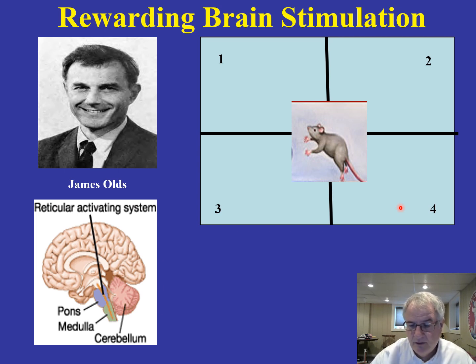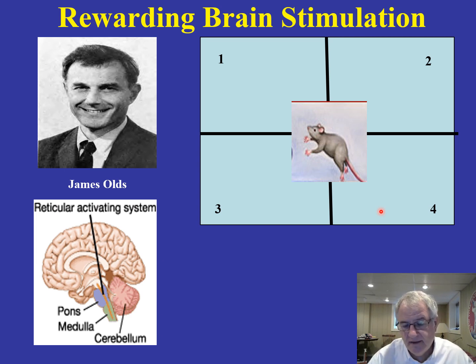They were spending equal amounts of time in each one of the chambers. So some of the animals, for example, got stimulation here. Some of them got stimulation here. Some got stimulation here. Some got stimulation here. It didn't matter, right? They would spend equal amounts of time in each one of these corners or quadrants of the cage. But then there was one animal, and this is just such a wonderful case, really, of serendipity.